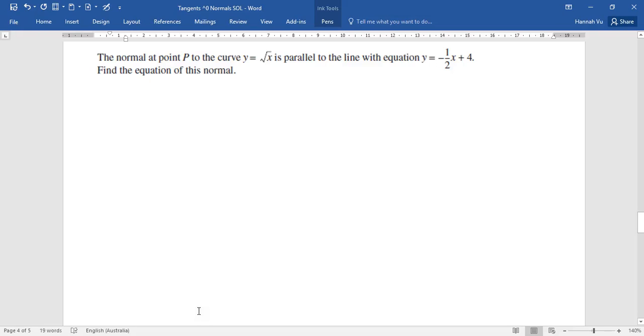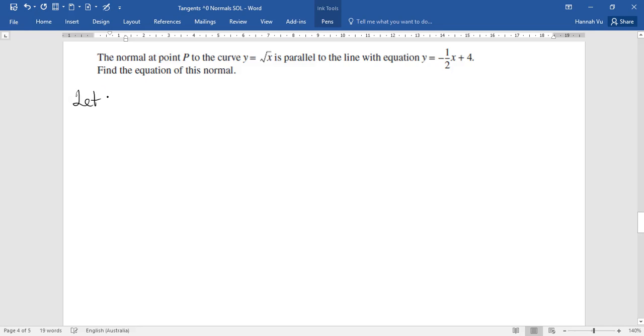Let's continue with question 4, I think, which is actually very similar to question 3. So hopefully, if you have watched the video for question 3, you can attempt this question yourself. We once again have to find the equation of the normal. The normal is to this curve, y equals square root of x, and the normal is also parallel to this line. So we need to find the equation of the normal.